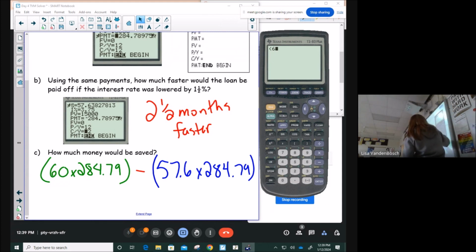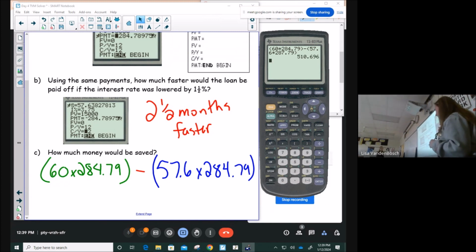So we're going to go 60 times 284.79 minus 57.6 times 287.79. Everybody good? Saving $510 and basically 70 cents? Everyone get that? I didn't get that, you did 77 says 84. Yeah, no, I did it wrong.